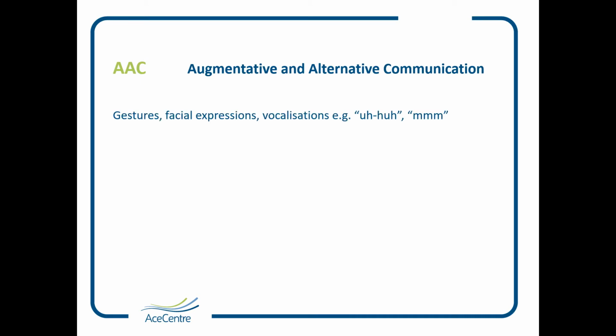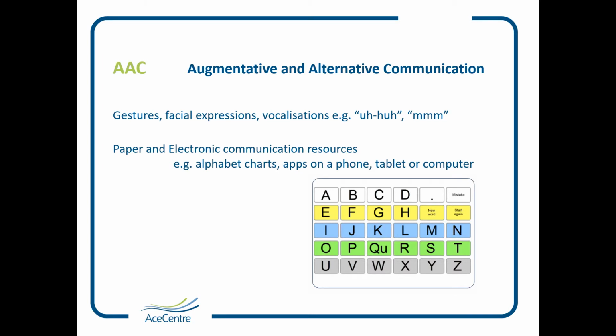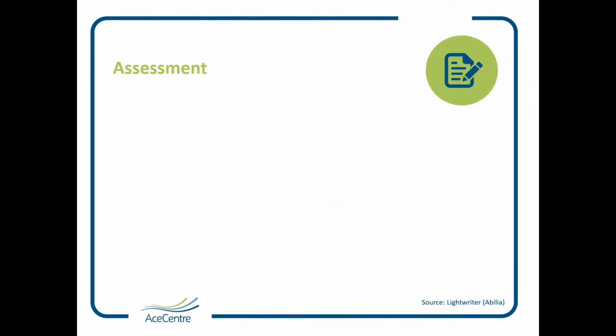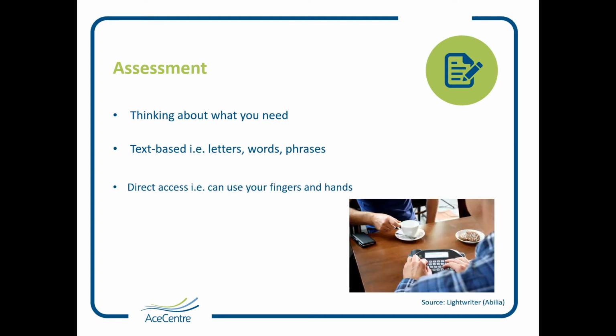And some of these we use all the time, like gesture, facial expression, and some are more specific, so you would only really think about using them when you're not able to get your message across with speech alone. And some of these can be electronic. This presentation is about assessment, which really just means the point where you're thinking about what you need. And it's also specifically about text-based resources. So that's things to do with the alphabet, words and phrases. And it's for people who are using direct access as well.